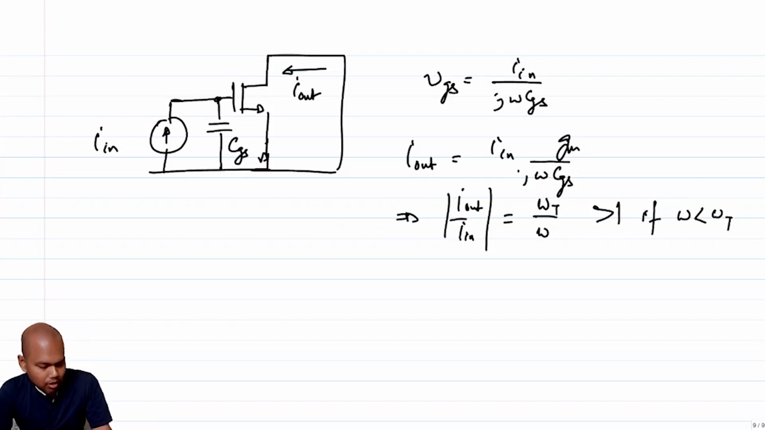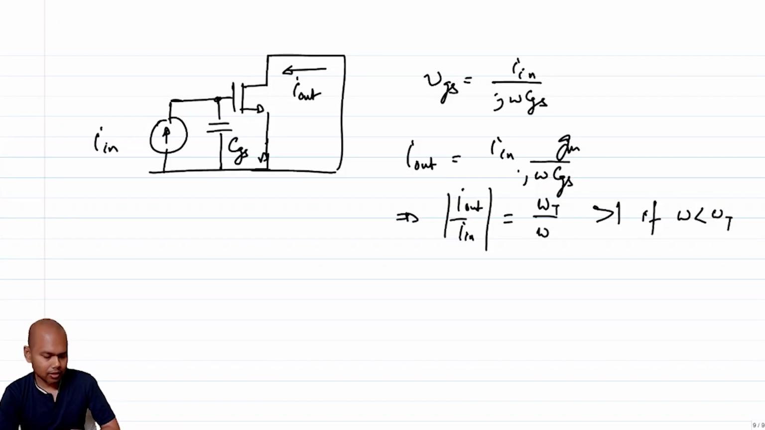Okay, so as you can see, this omega t is not particular to that one configuration, right? Depending upon whether you are using a common source amplifier, or whether you are trying to get a current gain out of your MOSFET, you always see that you are limited by this weird frequency omega t, which is the ratio of the transconductance that you are getting in the MOSFET divided by the gate to source capacitance of the MOSFET.